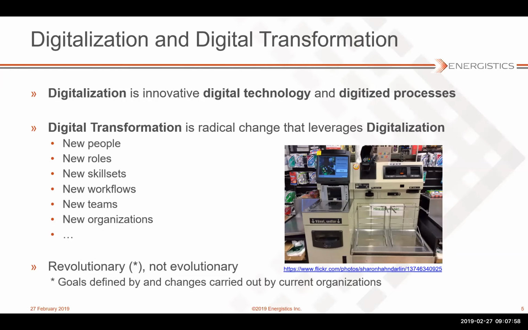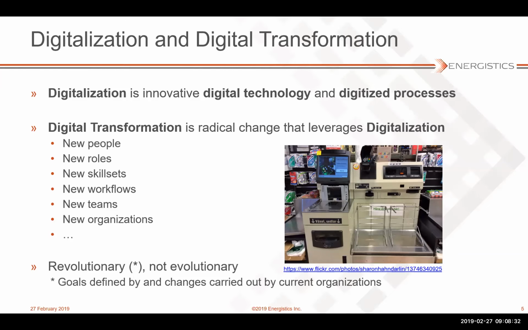And digital transformation is the radical change that leverages digitalization. So digitalization is an enabler, and digital transformation is what organizations and companies do to help them take advantage of that and do new things. And it's a radical change that involves new people doing new things and new roles with new work sets, and new teams and new organizations.